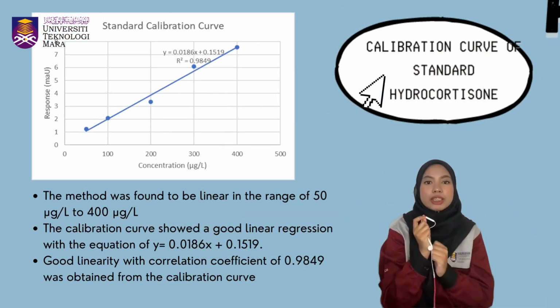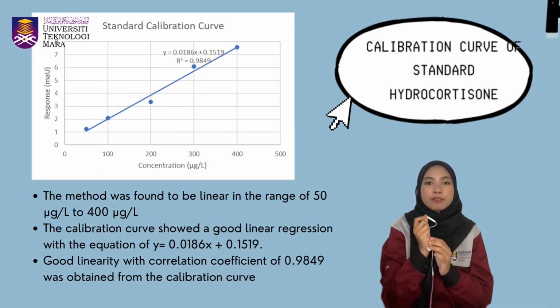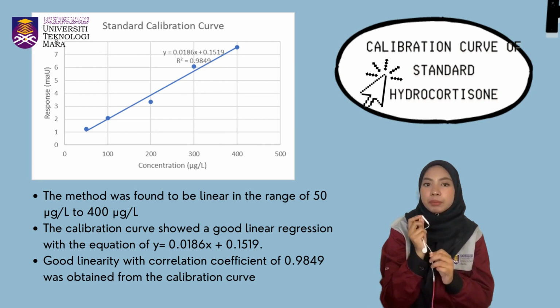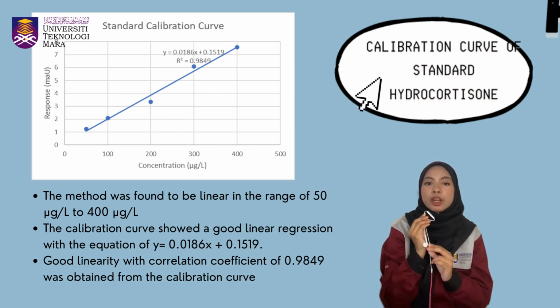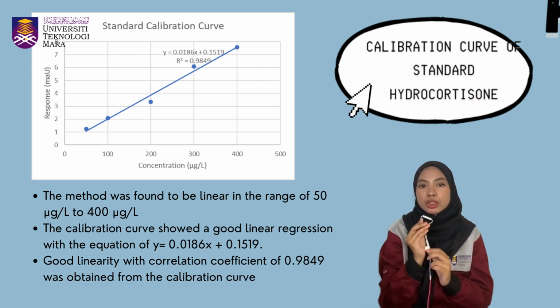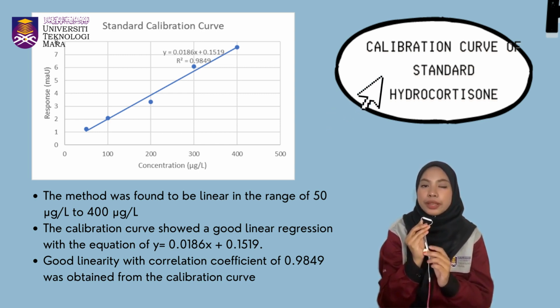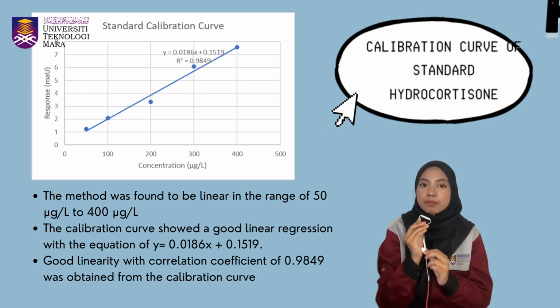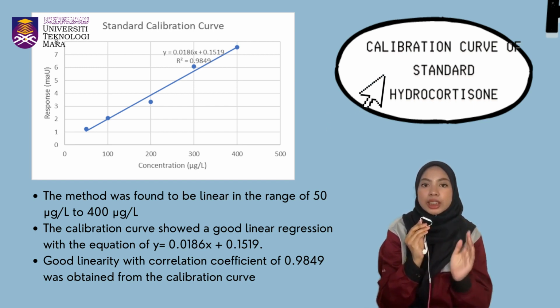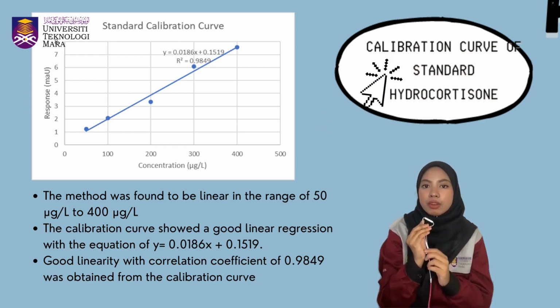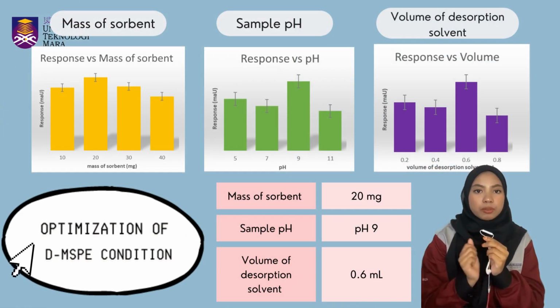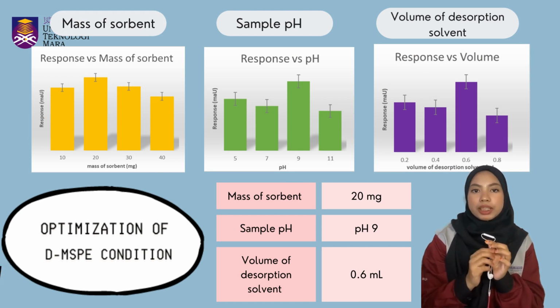The calibration curve was found linear in the range of 15 ppb to 400 ppb. It also showed a good linear regression with equation of y equal to 0.0186x plus 0.1519. The calibration curve produced correlation coefficient R squared of 0.9849.